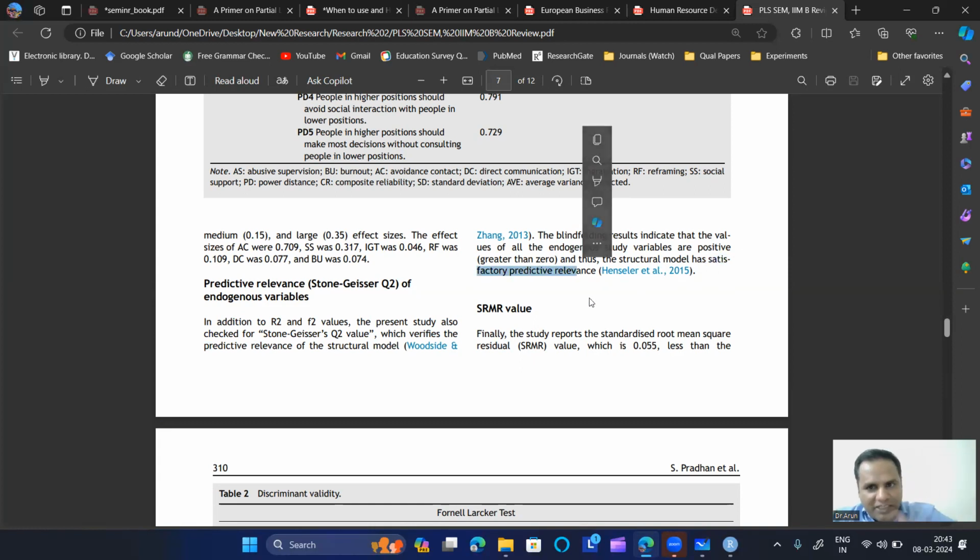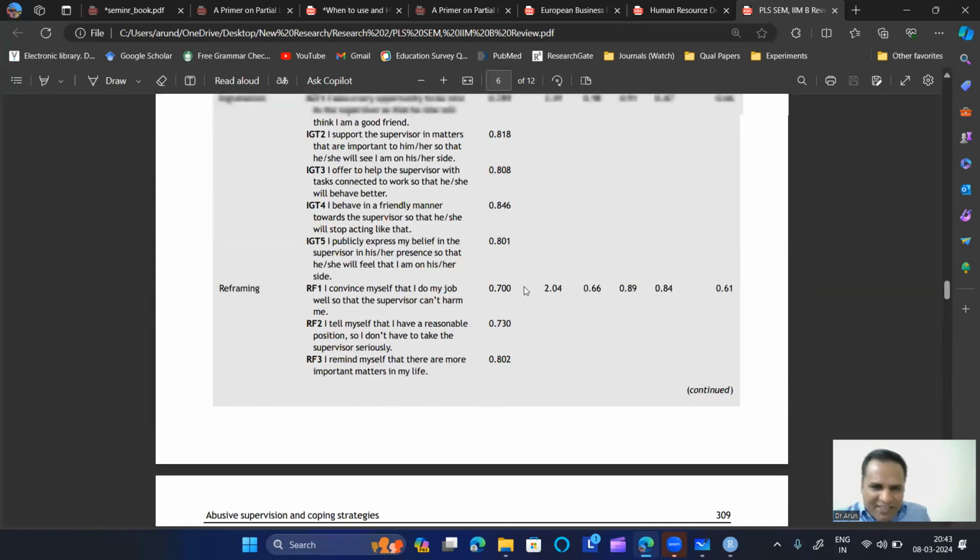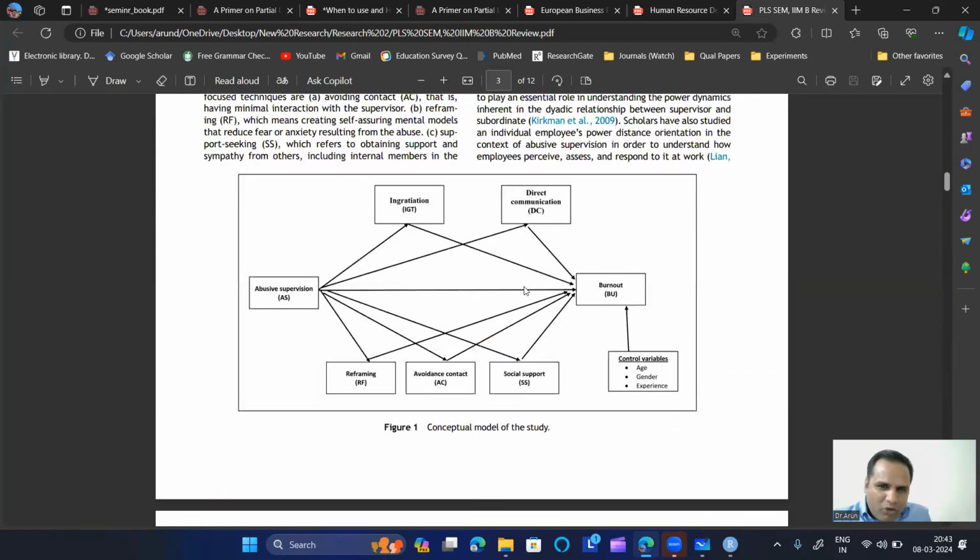Now, had they submitted this paper to an A category journal, the reviewer would have asked them to report PLS predict results because Q square is not robust. Then they would have said, okay, our model has low predictive relevance. Naturally, when you take a very complex model, your out-of-sample PLS RMSE slightly increases, which makes your model less predictive.